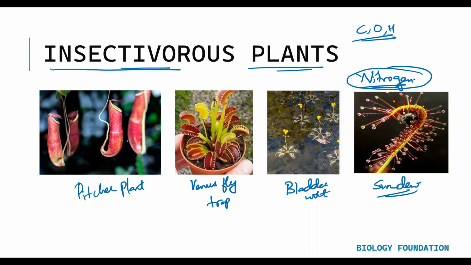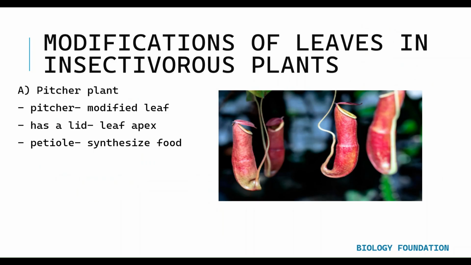All these are basically insectivorous plants, where they trap insects, feed on the insects, and get the nitrogen source. Now, why am I talking about these insectivorous plants? Even in insectivorous plants, the leaves get modified into different structures. Let me explain the modifications of leaf in insectivorous plants using three examples.